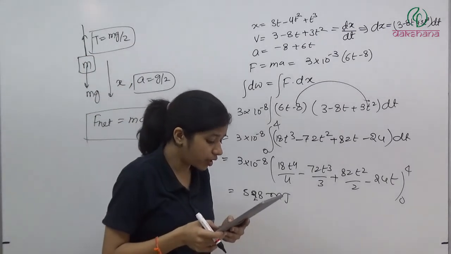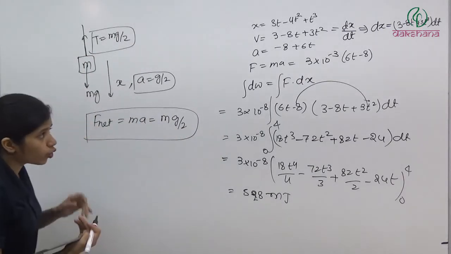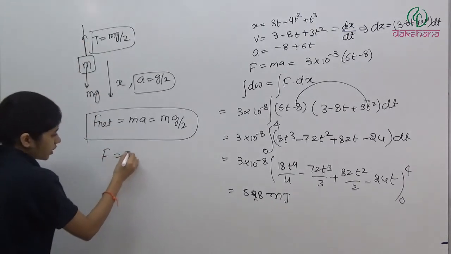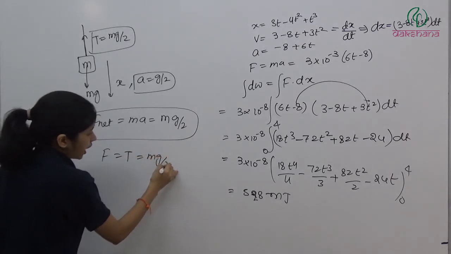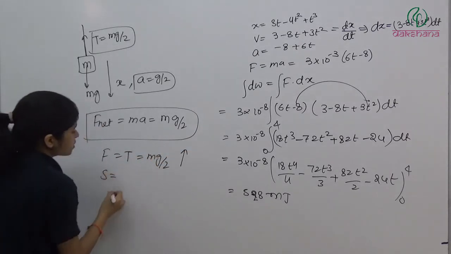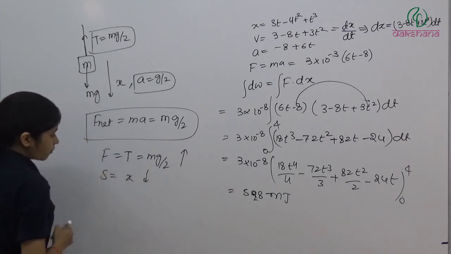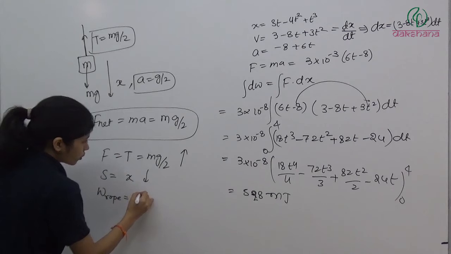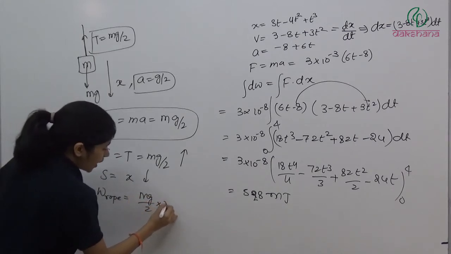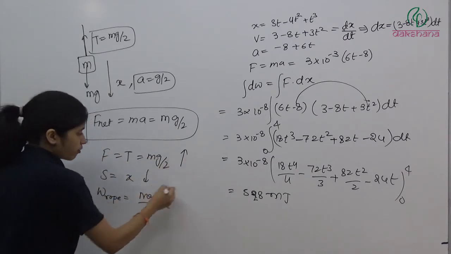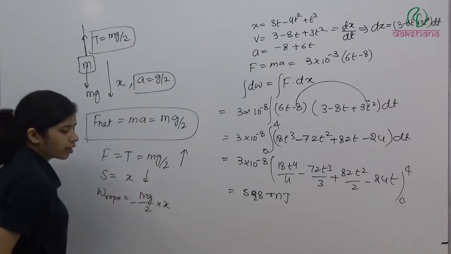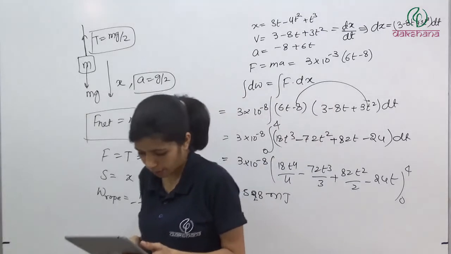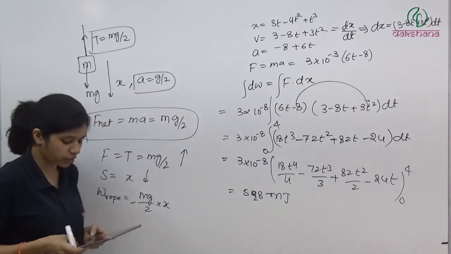Now let's see what they are asking. They are asking the work done by the rope on the block. Work done by the rope means what force this rope is applying on the block? It is T. So force is T, which is mg by 2, and in upward direction. Displacement is x in downward direction. So what is the work done by the rope? Will be force dot s. So mg by 2 into x, and angle between them is 180. It is downward, it is upward. So we have a minus here. Cos 180 degrees is minus 1. So minus half mgx. Minus half mgx will be the answer. Third option.